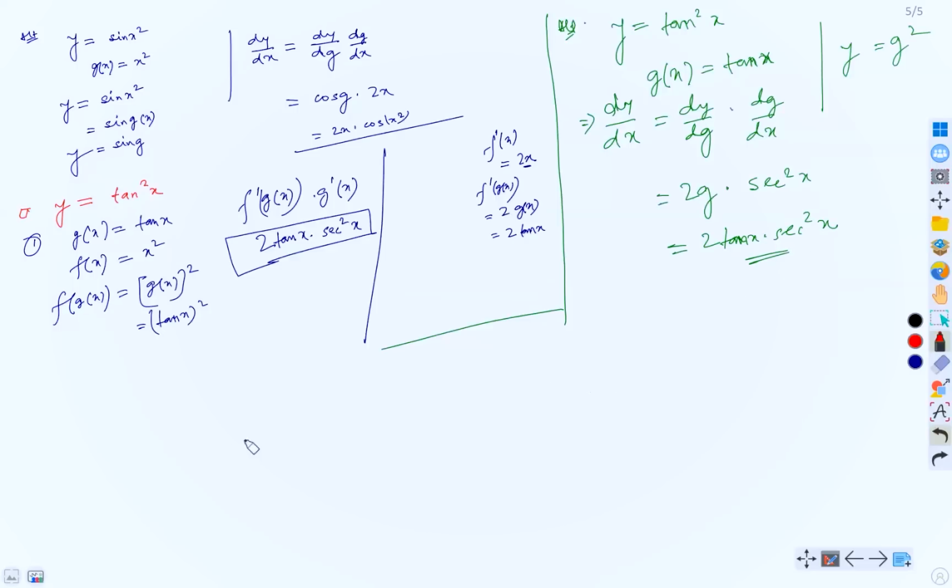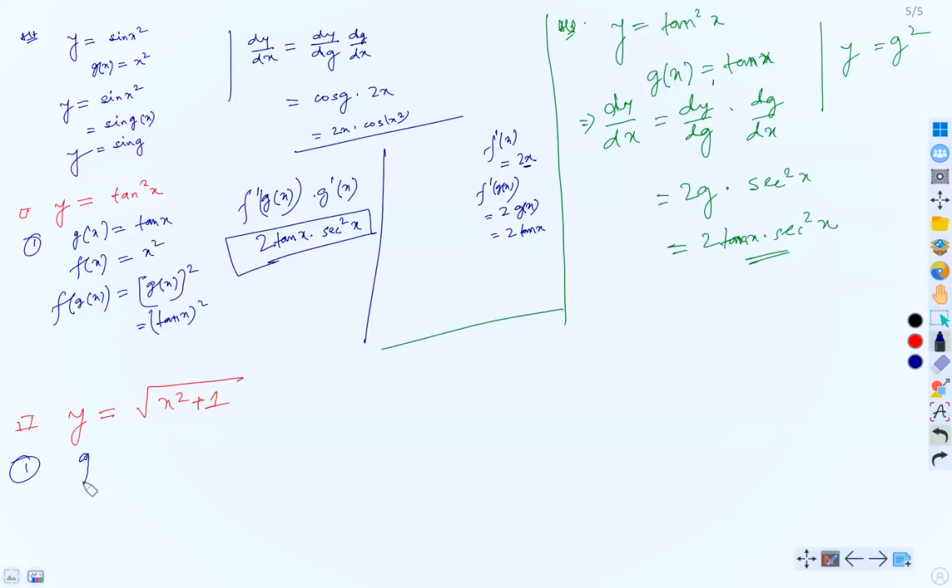Okay, let's do some more problems. Say y equals this one. You try this by yourself, using either of these methods, either from the definition or from the alternate approach. Meanwhile I am solving this problem. I will solve it with both methods, from the definition, that is from the theorem of the chain rule, and from this substitution method.